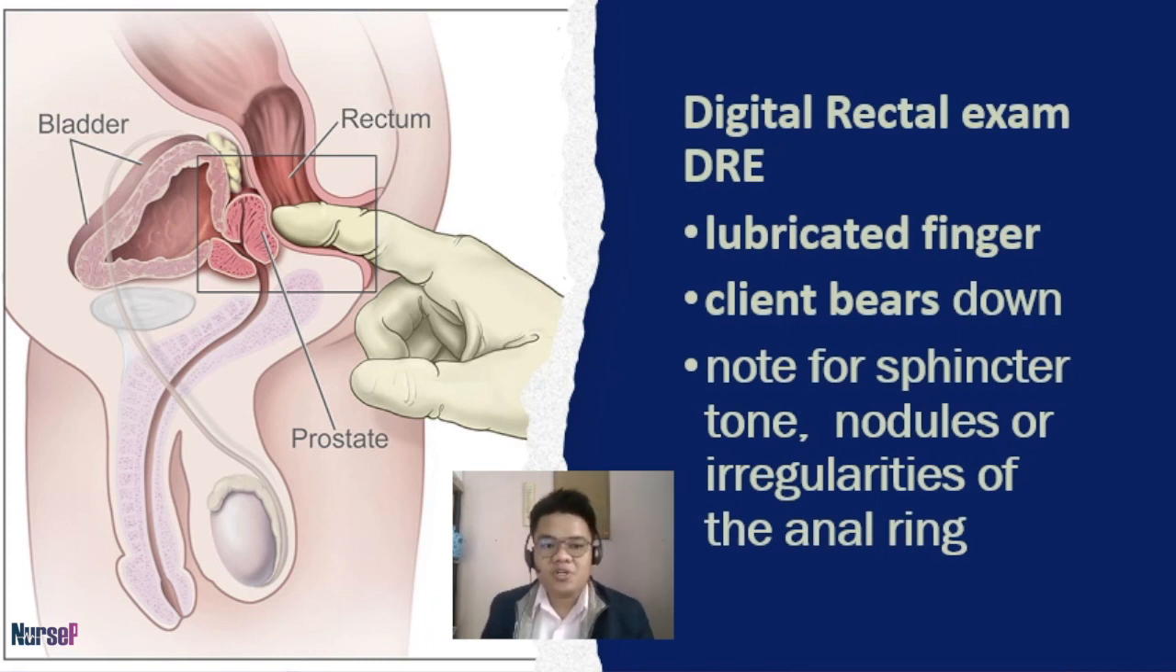Class, on the picture, you can see that the examiner is trying to assess for the prostate. Okay, so that is the location of your prostate for your men or for your male clients.